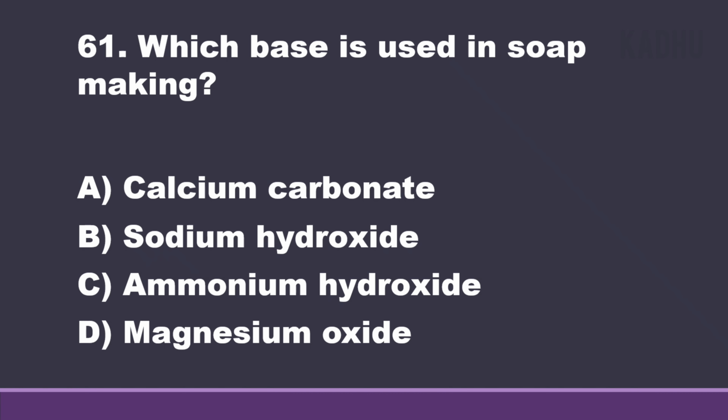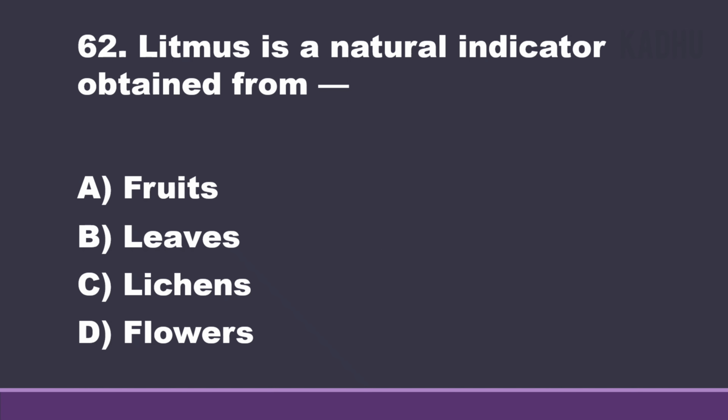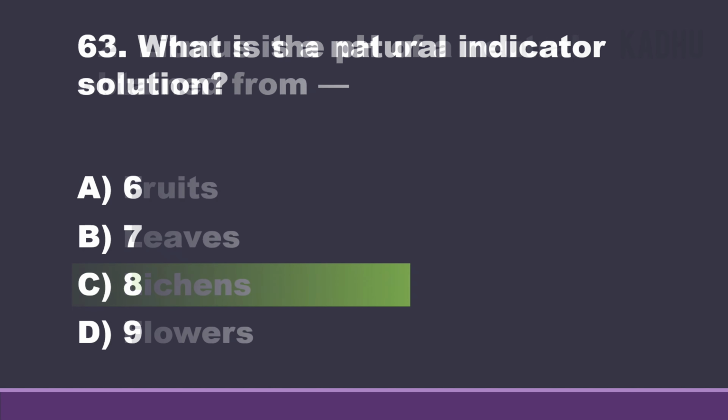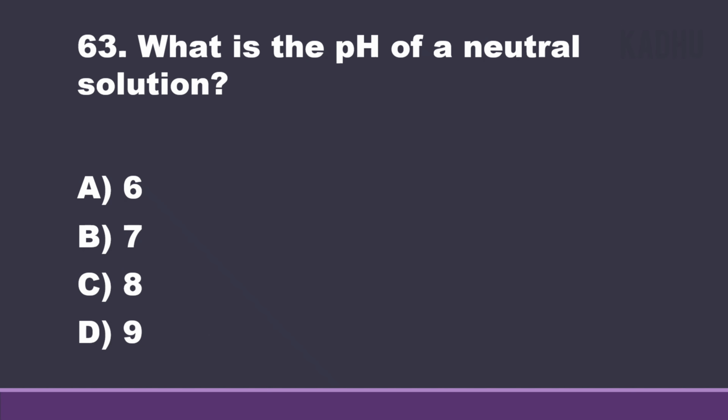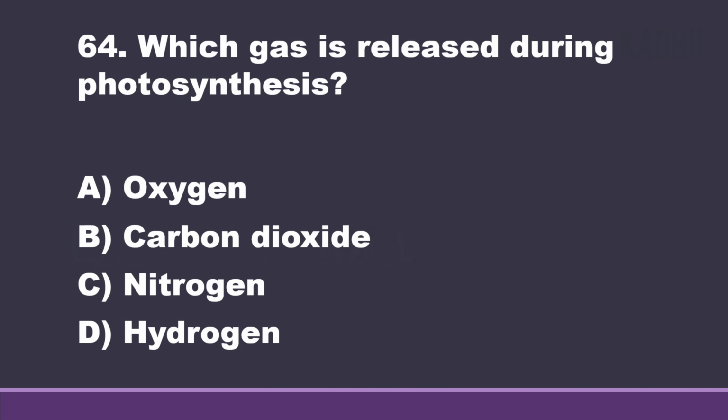Next question. Which base is used in soap making? Sodium hydroxide is used in soap making. So option B will be the correct answer. Next question. Litmus is a natural indicator obtained from. Option C, lichen will be the correct answer. Next question. What is the pH of a neutral solution? Option B will be the correct answer. 7 is the pH of a neutral solution.